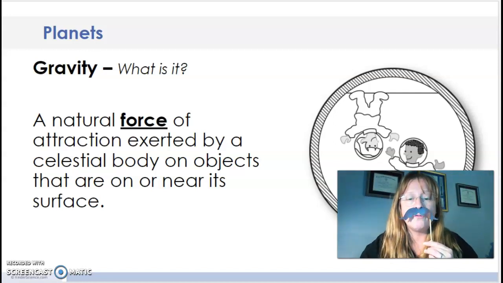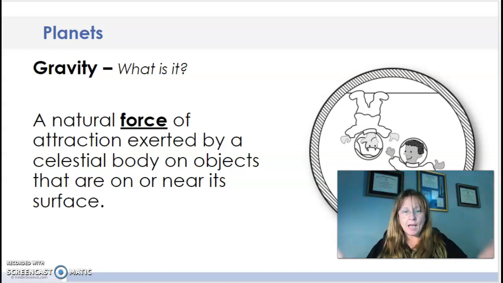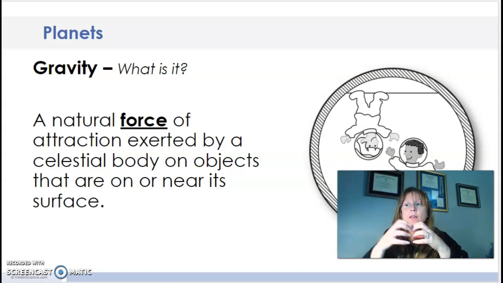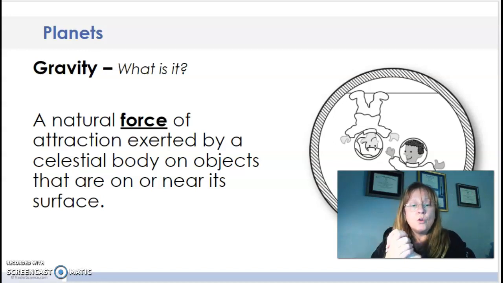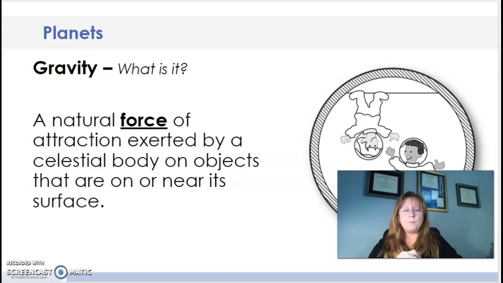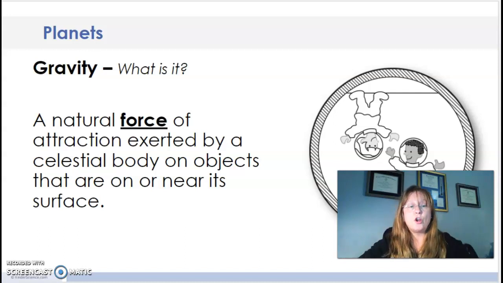It's a natural force of attraction exerted by a celestial body on objects that are on or near its surface. What does that really mean? Okay, so it naturally occurs, and it is a force that kind of attracts different planets and moons and stars together. It pulls together all the matter, anything you can physically touch. So that means really big objects like the planets and stars are going to have a stronger gravitational pull. And really the gravitational pull is going to depend on how much mass the object has and how close it is to the other object.